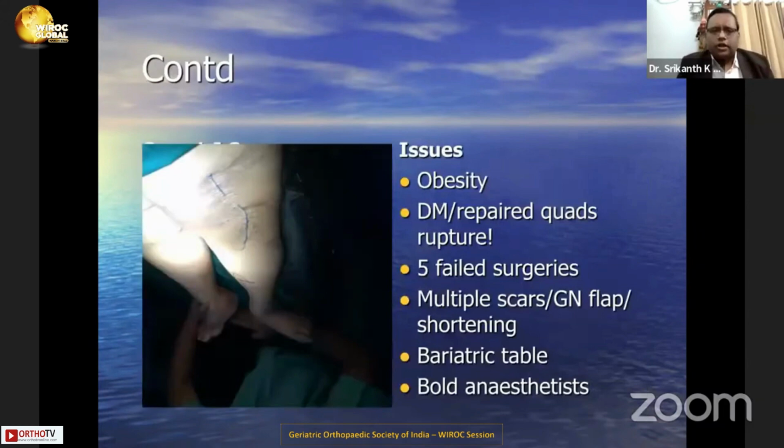The issues were morbid obesity, diabetes, a repaired quadriceps rupture in one of the surgeries, osteoporosis, 5 failed surgeries, and multiple scars. In the last surgery, the surgeon was not able to close the wound, so I asked a plastic surgeon to bail him out with a gastrocnemius flap. So I knew that if I needed plastics in the knee, I had only one head of the gastrocnemius left. She needed a bariatric table, and she had a shortening of 1 inch, which I'm demonstrating there, and a bold anesthesia.